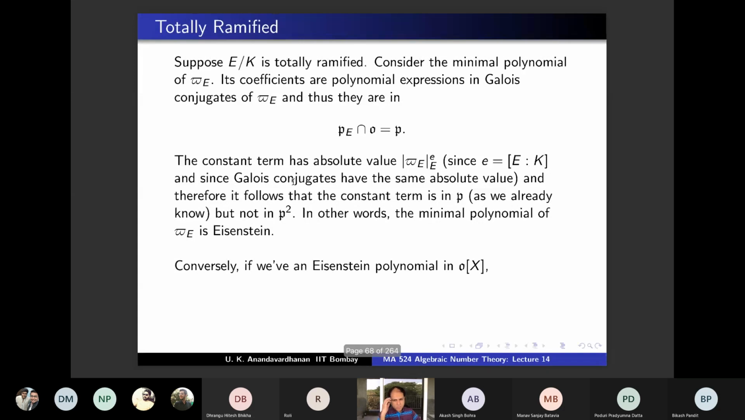Conversely, the same proof can be traced back. If you have an Eisenstein polynomial in O_K[x], you can take any one of its roots and show that it generates a totally ramified extension. Of course it's irreducible, because by the Eisenstein criterion such polynomials are irreducible, and it will generate a totally ramified extension. What you need to show is how the small pi in p ramifies. You can show it will be pi_e to the power of the degree, using this.